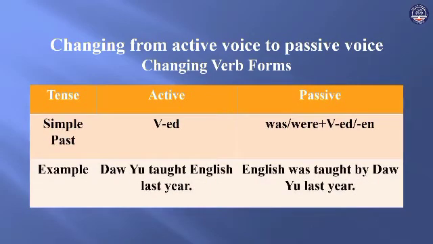Simple past form in active sentences changes to was, were plus past participle form in passive sentences. Study the example to understand what I said clearly.